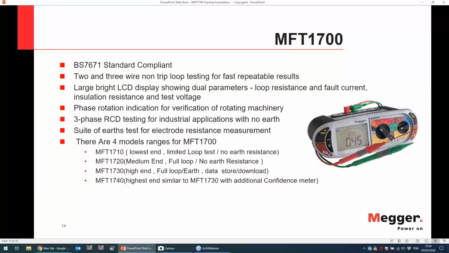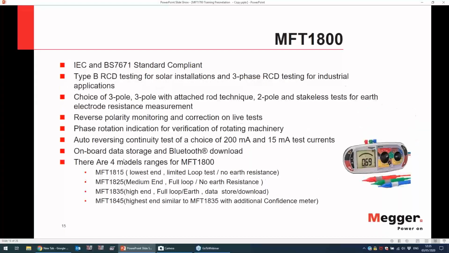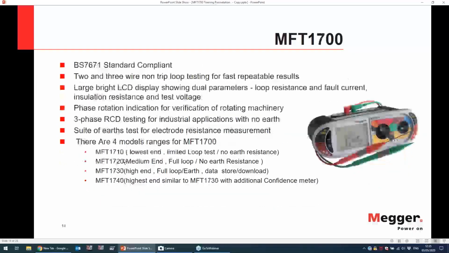As I mentioned, there are different models for each series. For the MFT1700 series, we have four models. The MFT1710, which is the lowest end, has no loop test or limited loop testing inside the device and no earth resistance test whatsoever. So we will require an additional dedicated device for earth resistance when you get the 1710.